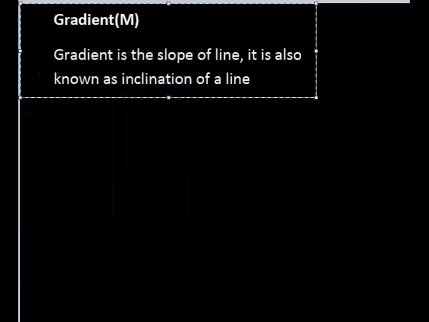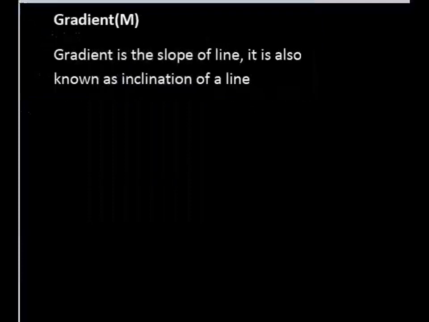Okay, now gradient has the symbol m. So in coordinate geometry we use m to represent gradient, so please take note of that. All right, so now gradient is actually defined as the slope of a line. So the gradient of a line is something as the slope of the line.